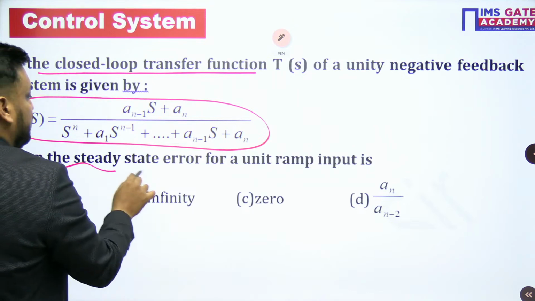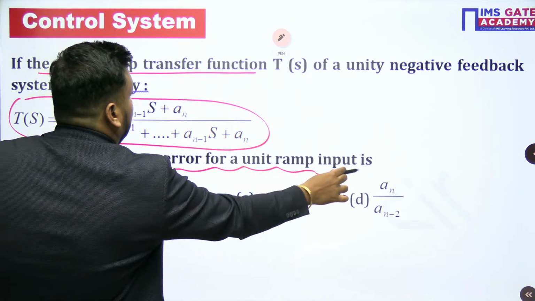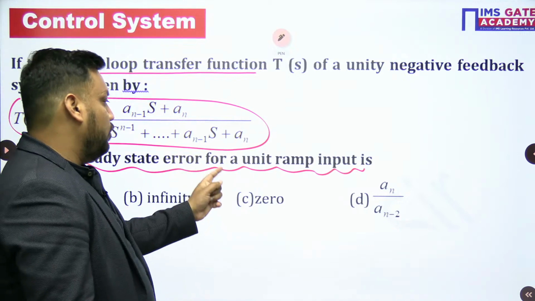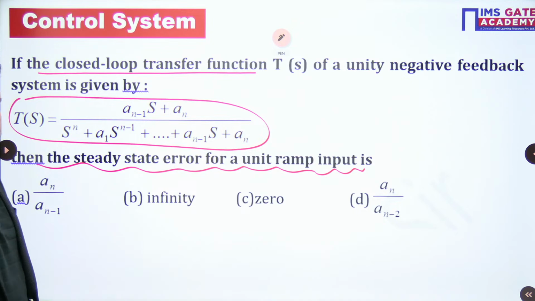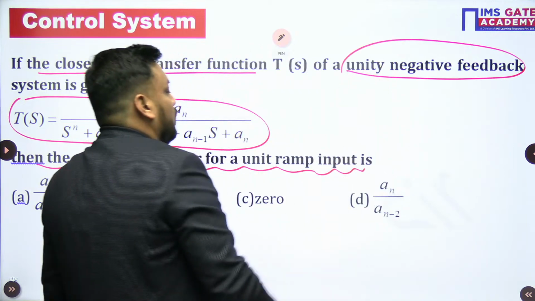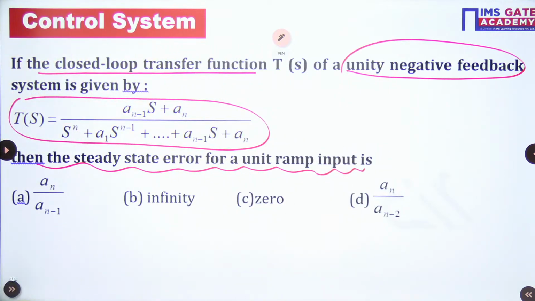Now, the steady state error for a unit ramp input is... Try to solve it fast, guys. Actually, I am just giving you a hint because here a unity negative feedback system is given to you.